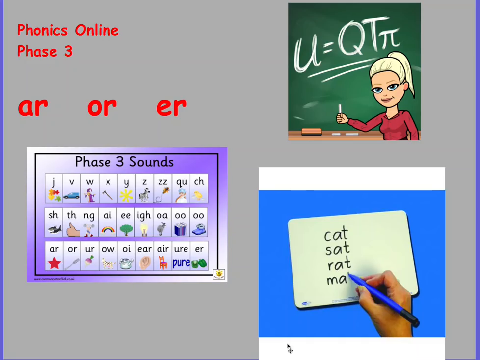You are doing a Phase 3 phonics lesson today, and we are going to be learning 3 digraphs. We are going to be learning the ar, the or, and the ur sound today. Okay, so once you have your Phase 3 sound mat with you, if you have one, your whiteboard, a pen, and a rubber, we can get started.